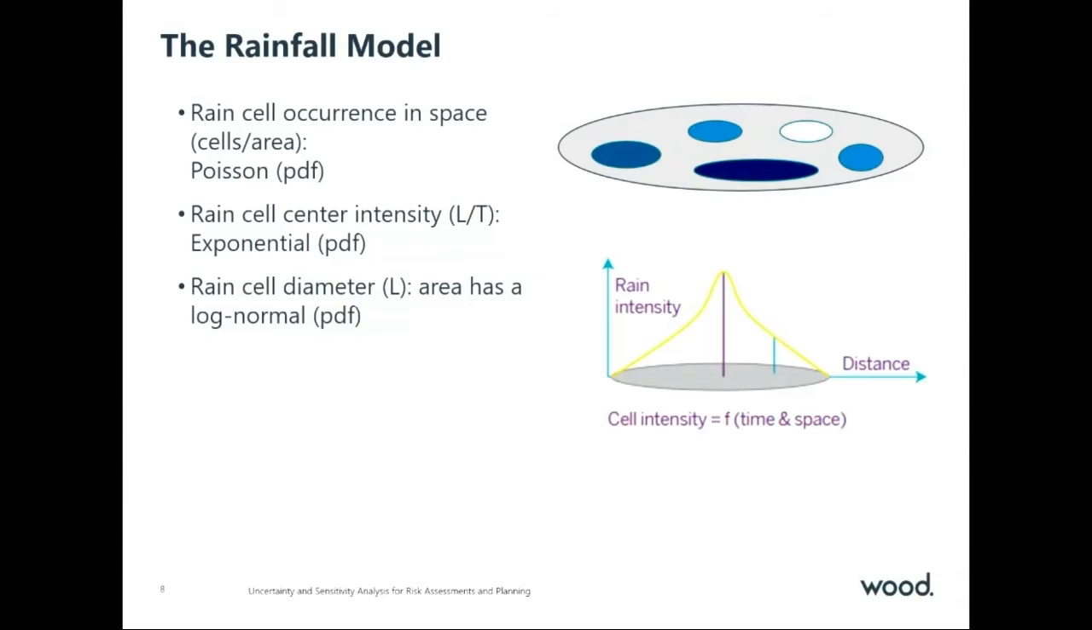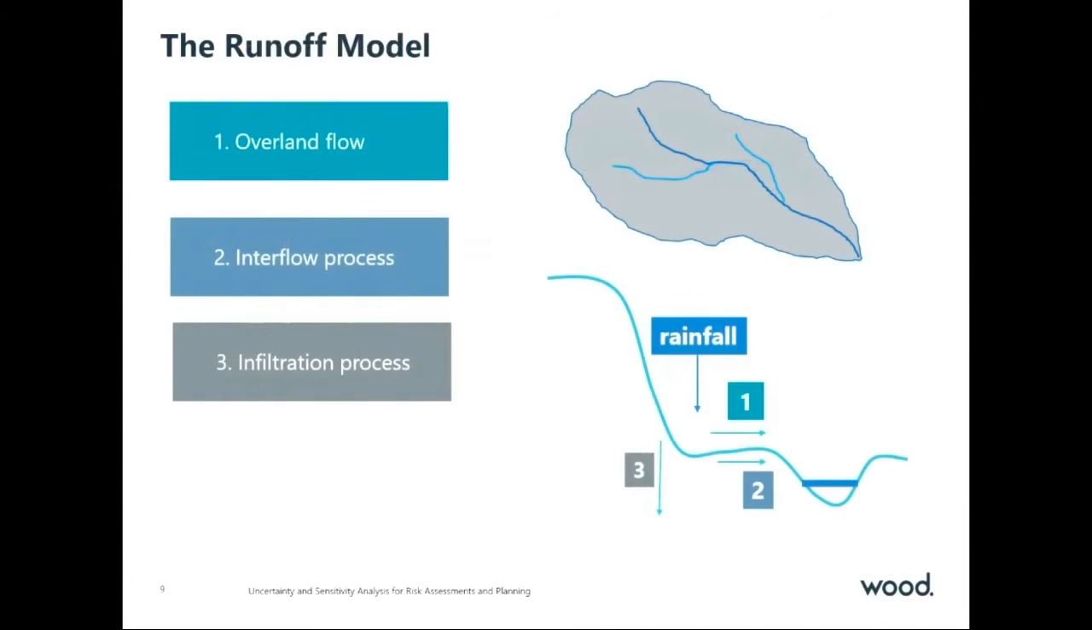For the first variable, I'm going to use a Poisson distribution. For the second one, I'm using an exponential distribution, while the third one is a lognormal distribution. And this is based on the literature in meteorology. For the runoff model, I'm going to use overland flow and interflow. And interflow, just a reminder, is the quantity of water entering a stream after moving laterally through the shallow soil layers. And then I'm going to use the infiltration process.